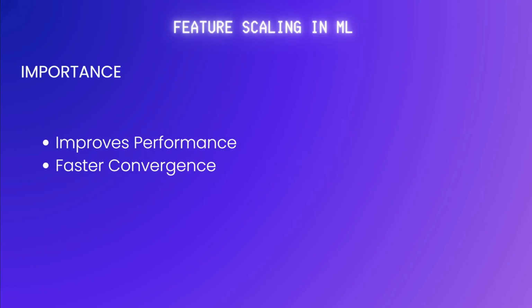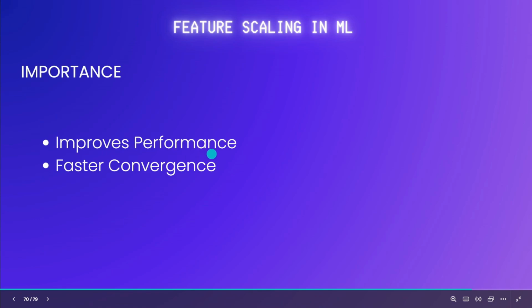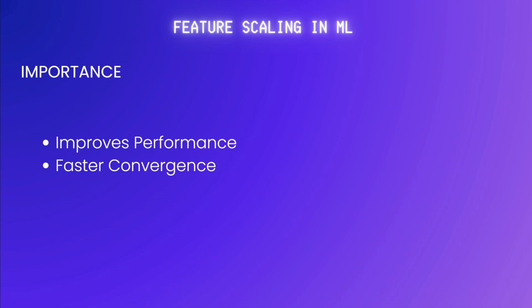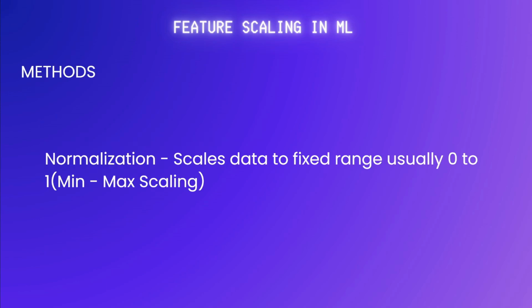Now, why is feature scaling important? First, it improves the performance. For algorithms like k-nearest neighbor, support vector machines, gradient descent based models, performance is better when the features are scaled. Without scaling, features with large ranges can dominate the distance calculations and adversely affect the model's performance. Also, feature scaling helps with faster convergence, as scaled data converges faster for gradient descent based algorithms by avoiding the larger steps caused by the features with the larger values.